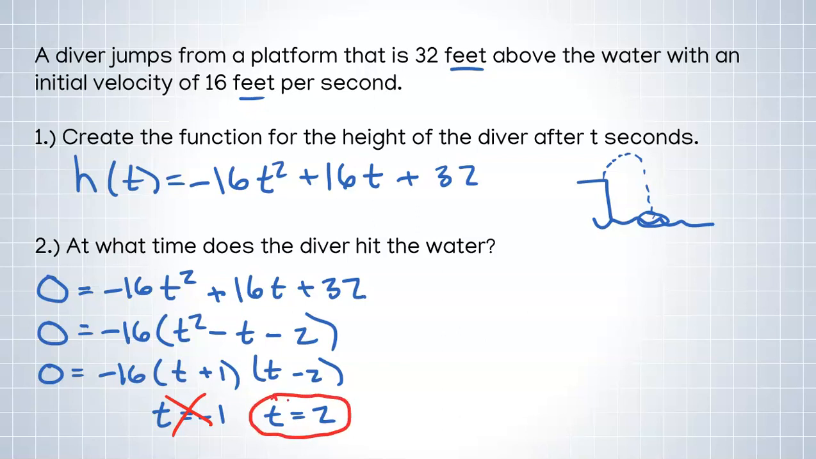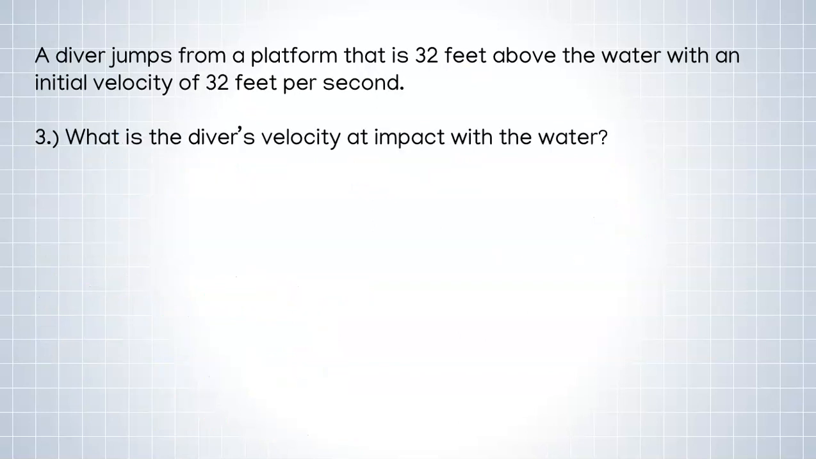Therefore, the time it takes for the diver to hit the water is 2 seconds. So this entire process of jumping up into the air and coming all the way back down and splashing into the water takes 2 seconds. All right, the final question says, what is the diver's velocity at impact with the water? So what we're asking now is, when that diver smashes into the water, what was his or her instantaneous velocity?